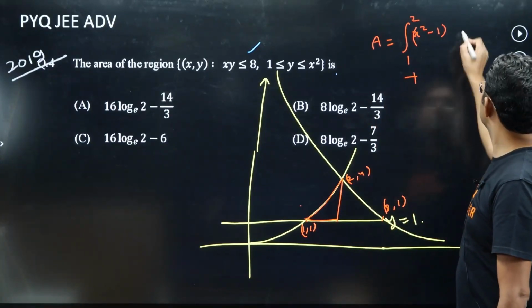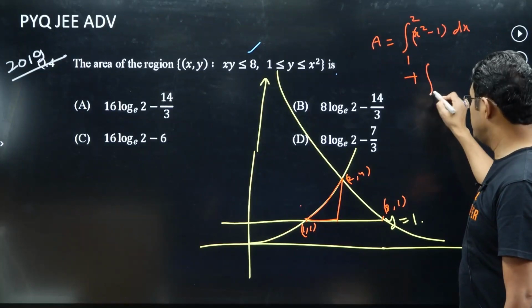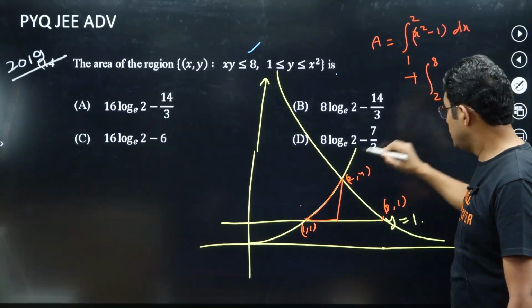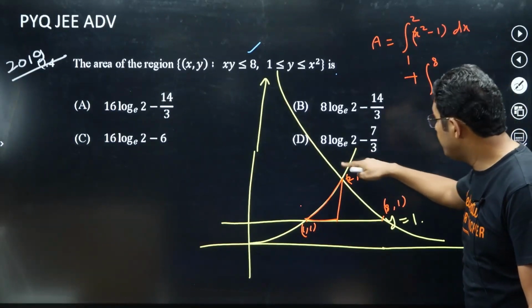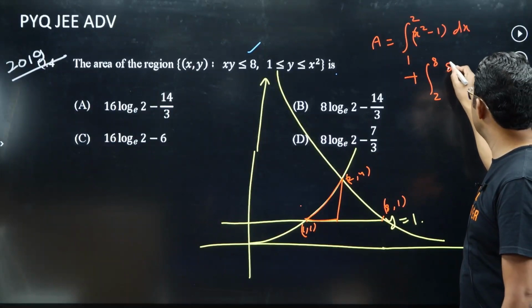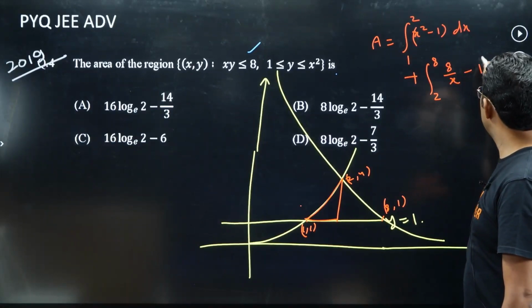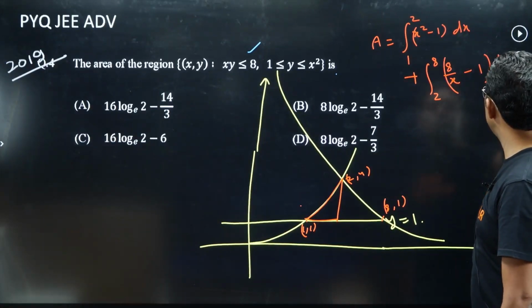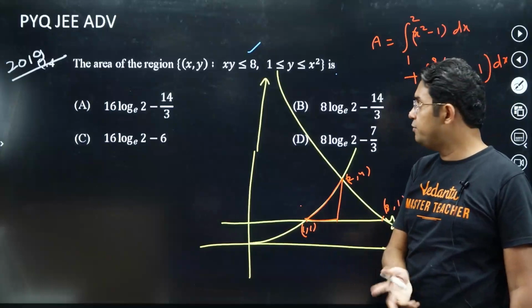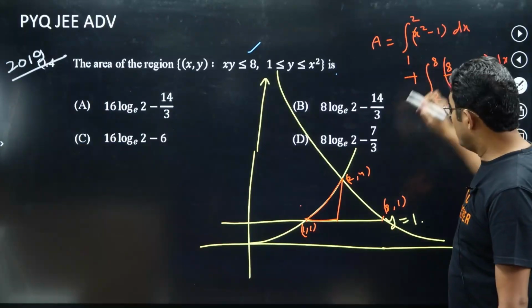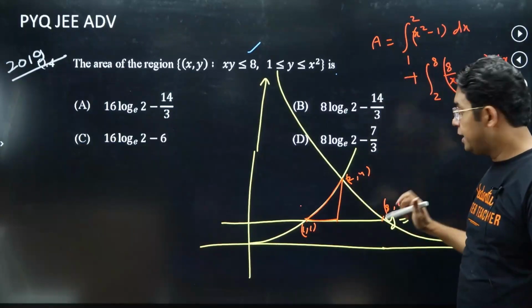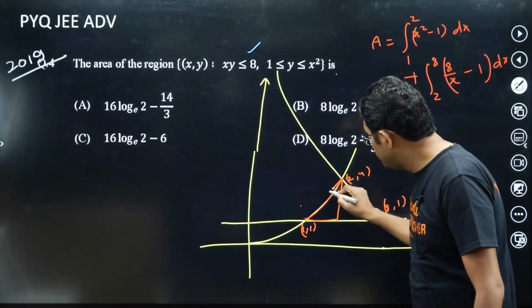And after this, it is 2 to 8, and the upper boundary is, I think, 8 upon x minus 8. So with the help of this integration, you can get the answer. I think it's not a difficult thing. For this portion, I will say you could have done it by Tod's theorem also.